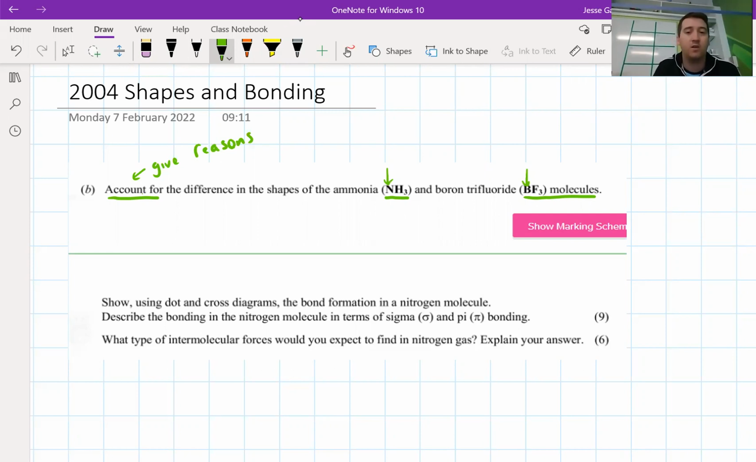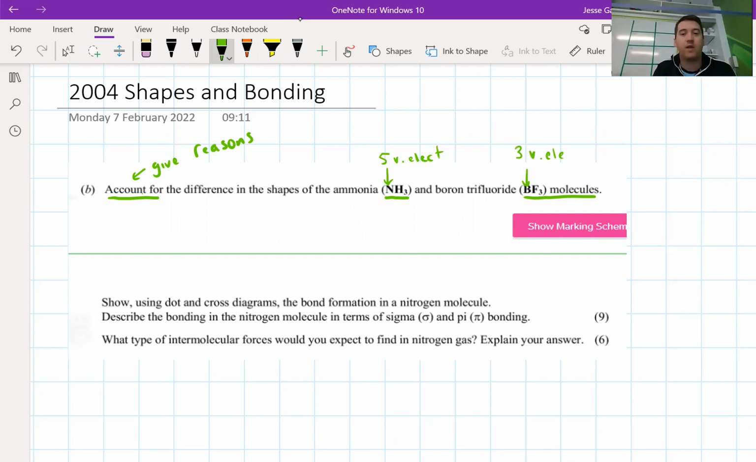The first thing I want you to do is, for each one, nitrogen and boron, look up the group on your periodic table and find out how many valence electrons they have. So pause the video, do that now. This is really important when we're determining the shapes of molecules, that we know how many valence electrons the central atom has. Hopefully you have figured out that nitrogen is in group 5, which means it's got 5 valence electrons. And boron is in group 3, which means it's got 3 valence electrons.